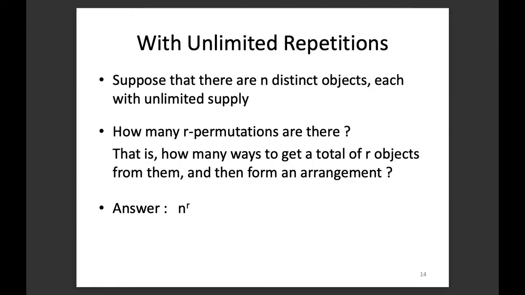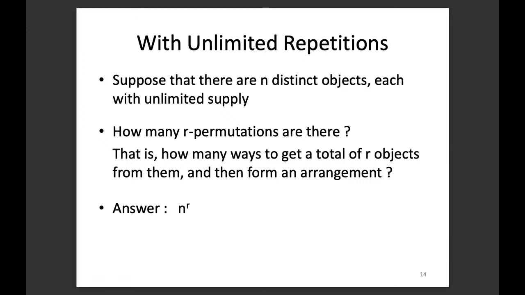Okay, we now look at a slightly different way of a counting problem. So this time we have n distinct objects, so n types of objects, and then each one of them has unlimited supply. And then we want to find out how many r-permutations we can form. So how many ways can we make an arrangement with r objects, and so this is the r-permutation.